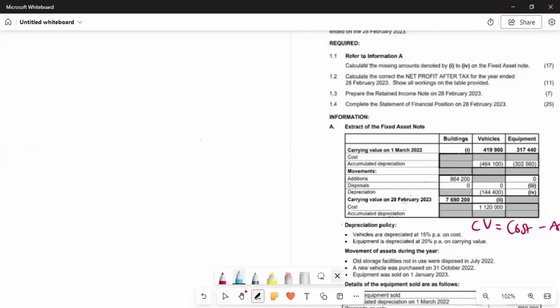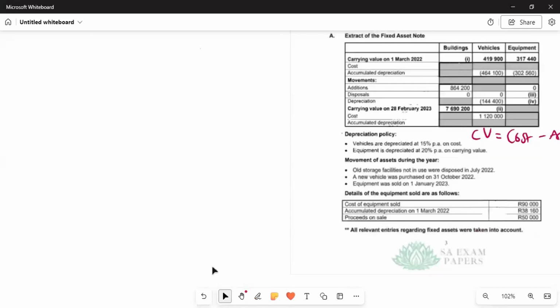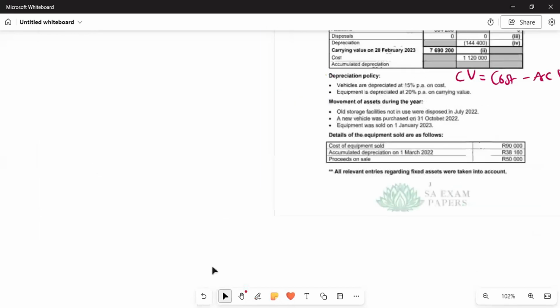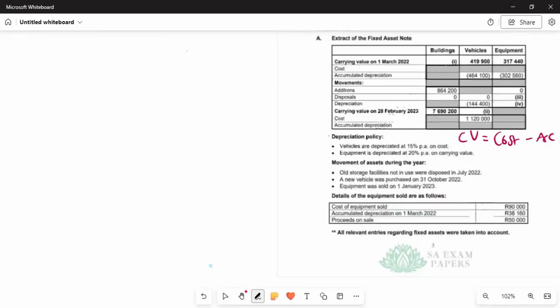Before we look into the next question, I just quickly want to show you another formula that may be helpful to you with regards to calculating the cost of anything. This is the cost formula. In order to calculate the cost of anything, you need to take your cost at the beginning plus your additions at cost, minus the cost of your disposal. This is important: we need the cost of your disposal, not the accumulated depreciation. Your cost at the beginning plus any additions at cost minus the cost of anything you have disposed would be equal to your cost at the end of the year.